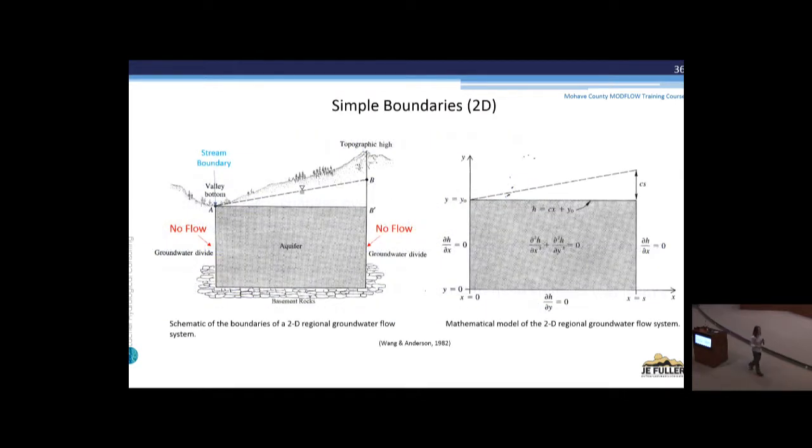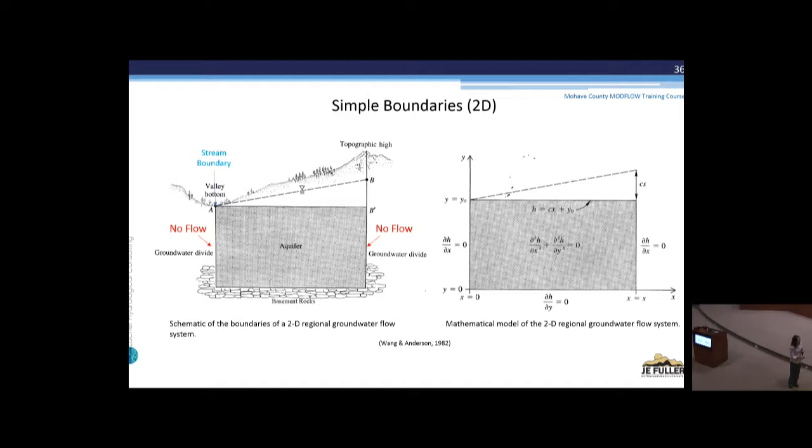Here's a very simple case, a 2D model, where there's a little topographic high here, which constitutes a watershed divide on the surface and a groundwater divide. So we're kind of modeling that as a no-flow boundary. Why? Because flow is always perpendicular to lines of constant head. So even though there might be flow going this direction and this direction, for our purposes in our basin, it's a no-flow boundary. Nothing's coming across it.